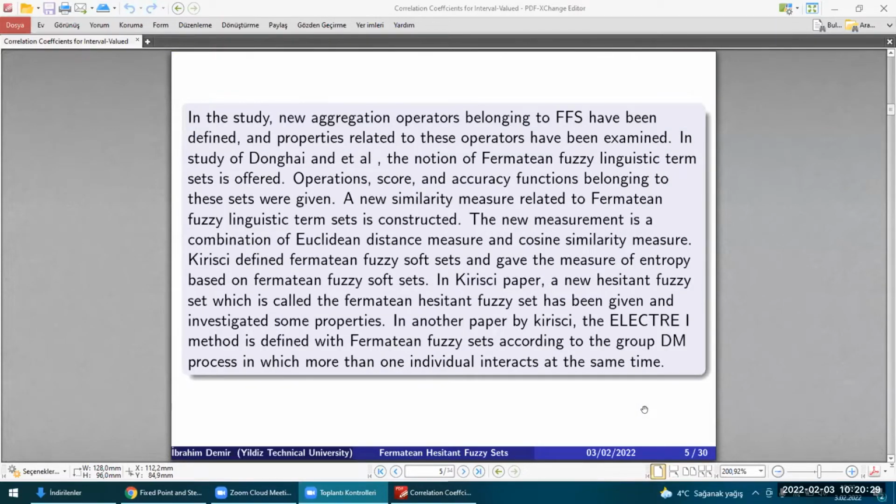In this study, aggregation operators belonging to the FFSs have been defined and the properties related to these operators have been examined. In another study, the notion of the Fermatean fuzzy linguistic term set is offered. Operations, score and accuracy functions belonging to this set were given. A new similarity measure related to the Fermatean fuzzy linguistic term set is constructed. The new measure is a combination of Euclidean distance measure and cosine similarity measure.